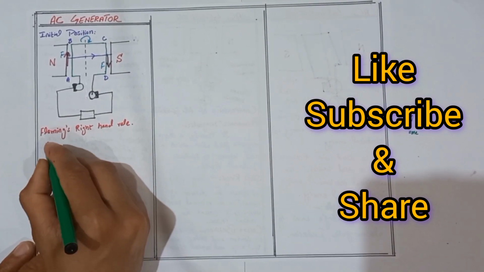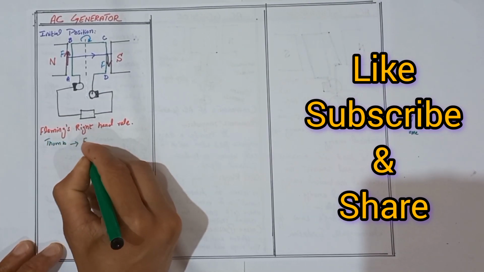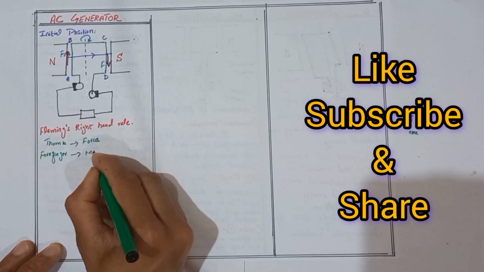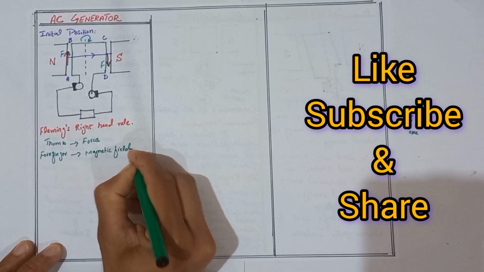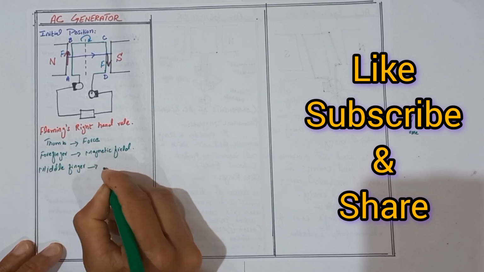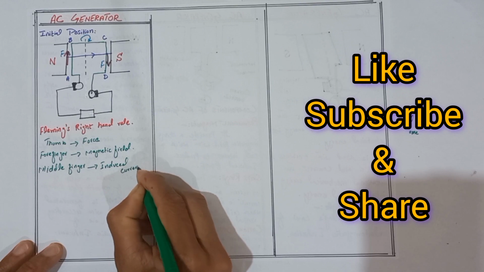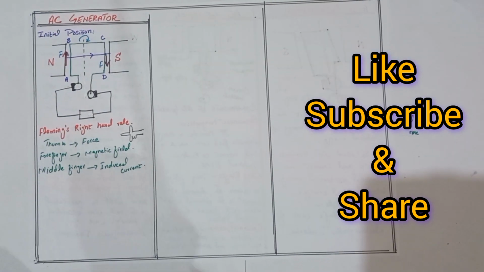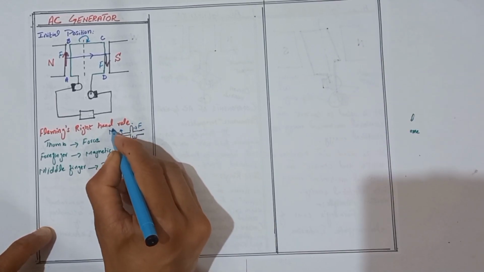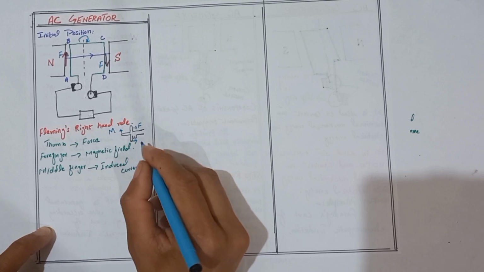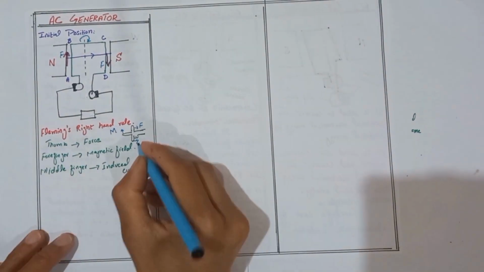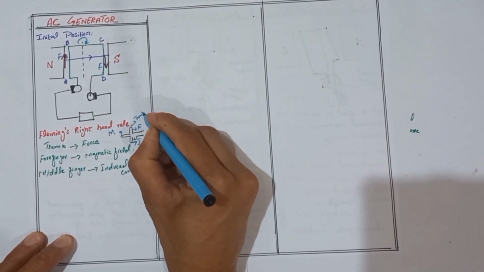By Fleming's right hand rule, we use the thumb to represent the force, the forefinger to represent the magnetic field, and the middle finger to represent the direction of induced current. Here I use the thumb for the direction of force, the forefinger for the direction of magnetic field, and the middle finger for the direction of the induced current. This is the direction of current. This is the thumb.